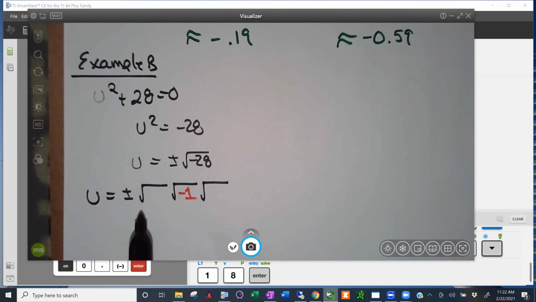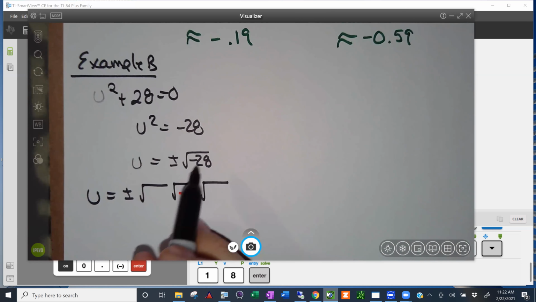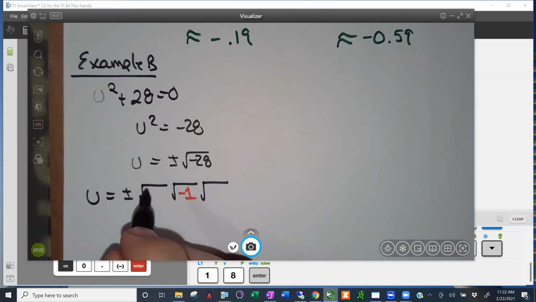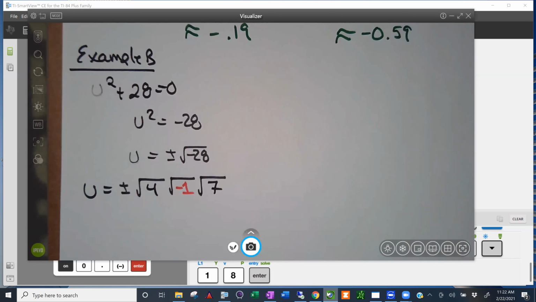Now the first one is going to be a perfect square. The last one's going to be whatever is left over. What perfect square goes into 28 evenly? 4. Thank you. And now we can just simplify the rest of this.